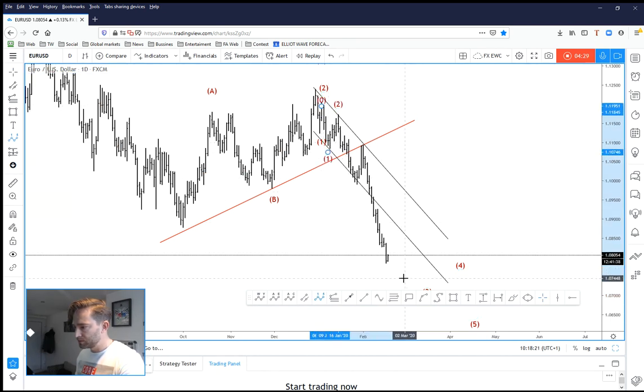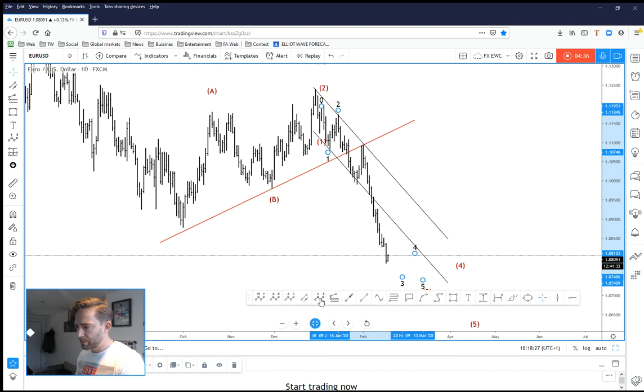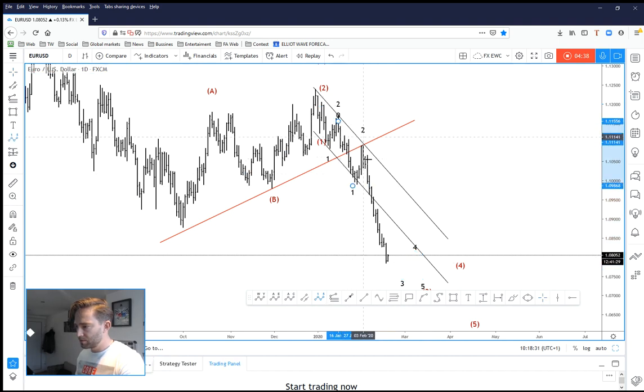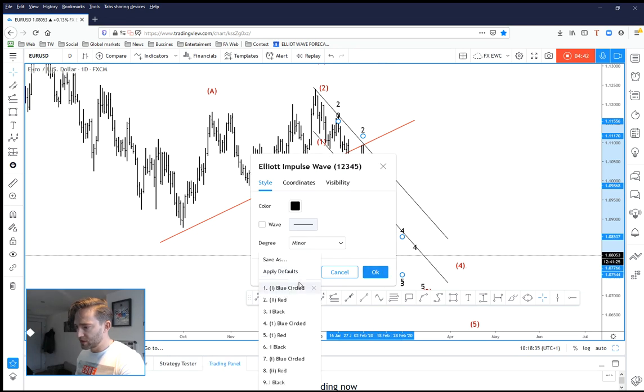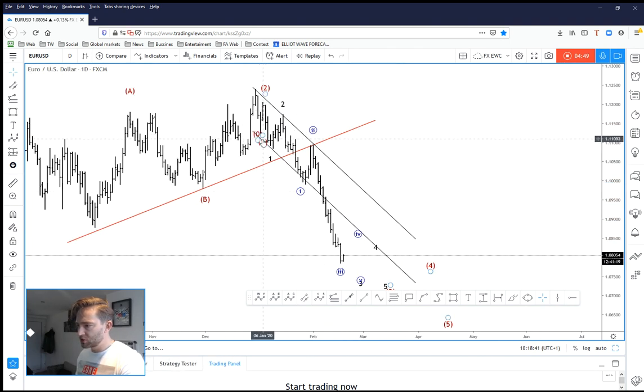Okay, and I will label this with black. Okay, and now you have here an even lower degree of the Elliott wave cycles. Okay, so actually what we see here is now a very nice and strong downtrend.